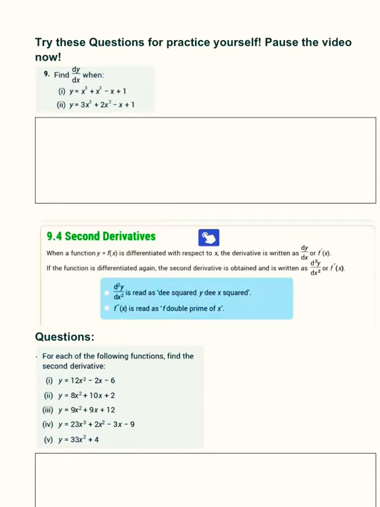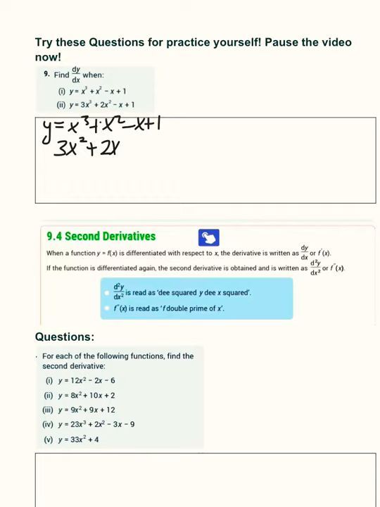Okay, so hopefully you got on okay with those. Let's go through the answers here. The first question is y equals x cubed plus x squared minus x plus 1. Again, same formula: power multiplied by the front, minus 1 from the power. So 3 times 1 gives me 3x, minus 1 from the power leaves me with 2. Next term, 2 times 1 is 2, minus 1 from the power leaves me with the power of 1.